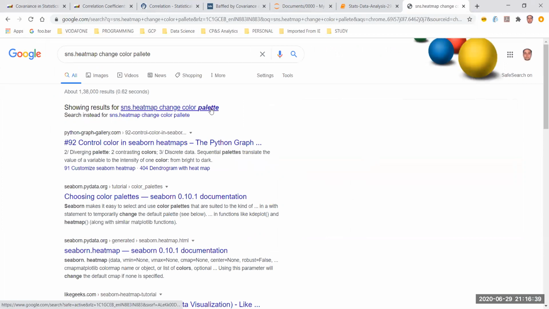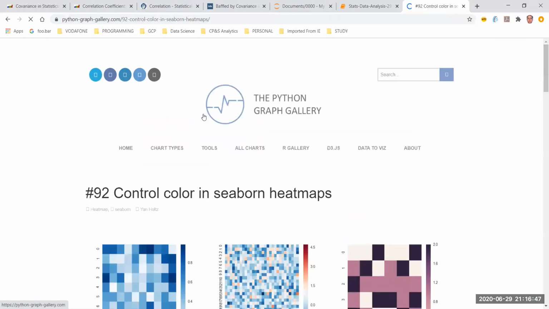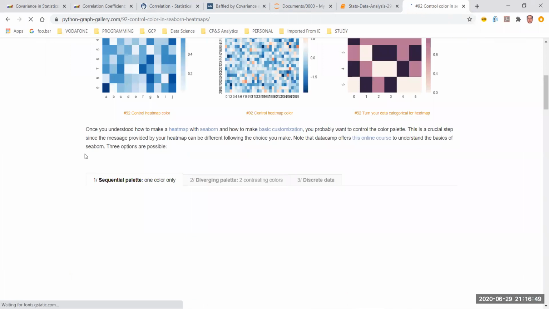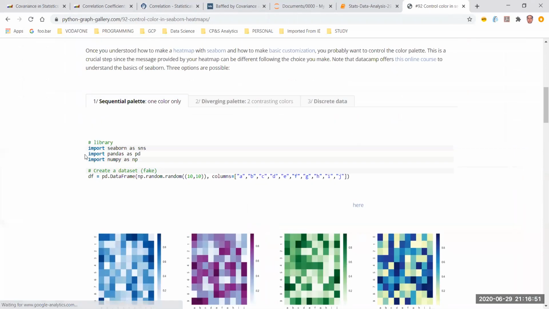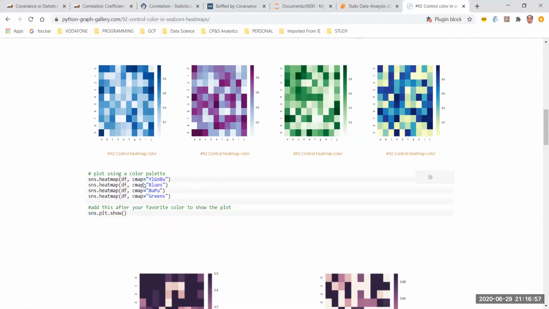I'm sure there should be something. Control color and seaborn heat map. Okay, let's see. So I hope I was clear in the explanation, right? The explanation is that I'm simply trying to find out what is the correlation. Okay, what is the correlation, or maybe I'm going to use this.